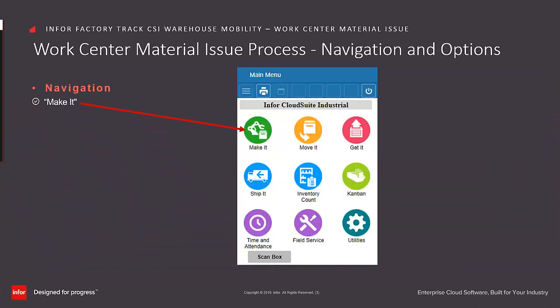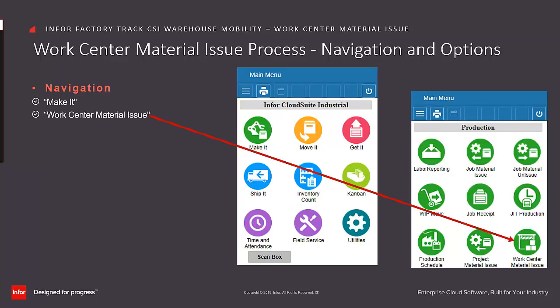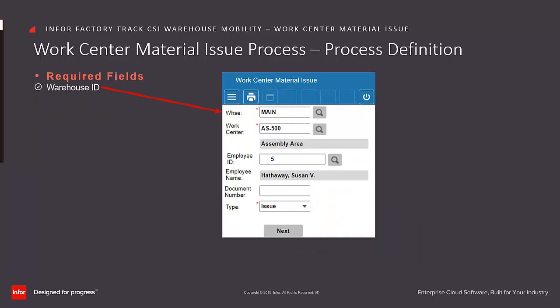To start the Work Centre Material Issue process, from the Factory Track Warehouse Mobility main menu, click on the Make It icon. This then navigates to the Production Transaction screen where you click on the Work Centre Material Issue icon. To initiate the Work Centre Material Issue, the following is required.